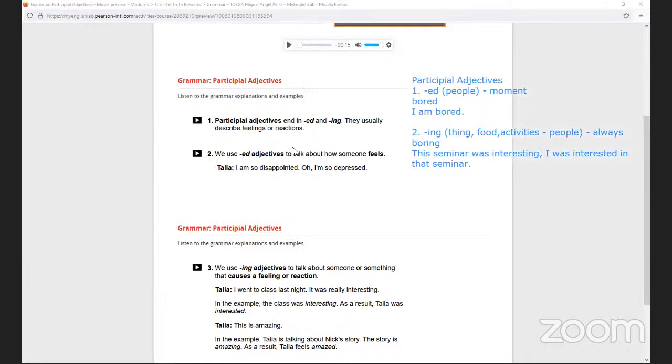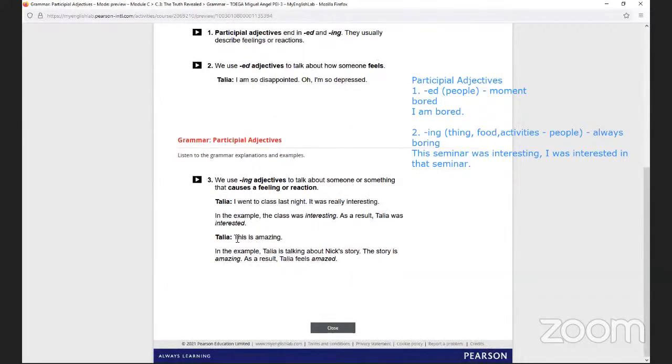So here we can see some examples. I am so disappointed with -ed, right? Oh, I'm so depressed. So this is for a moment. With -ing, this is amazing if we talk about a situation. So Talia is talking about the next story. The story is amazing. As a result, Talia feels amazed, right? So always try to use -ing with things, food, activities, and -ed for people. Okay, Miguel. So now let's go to the platform, and let's do the exercises.